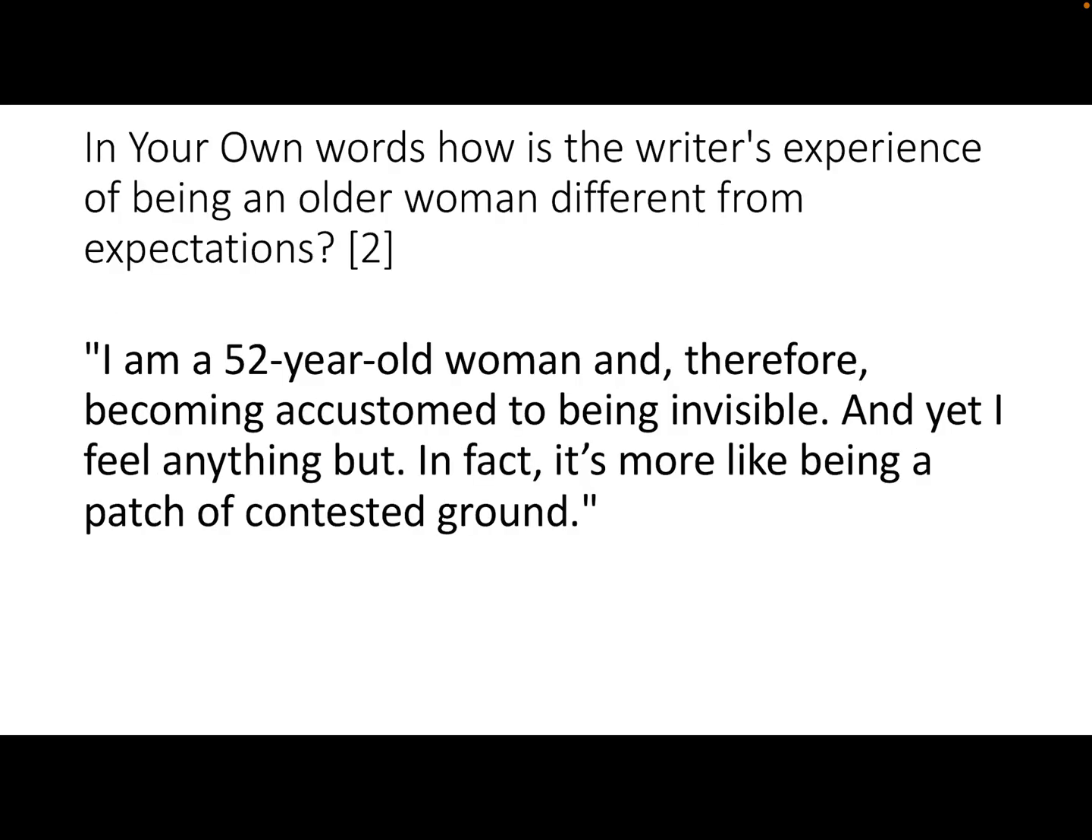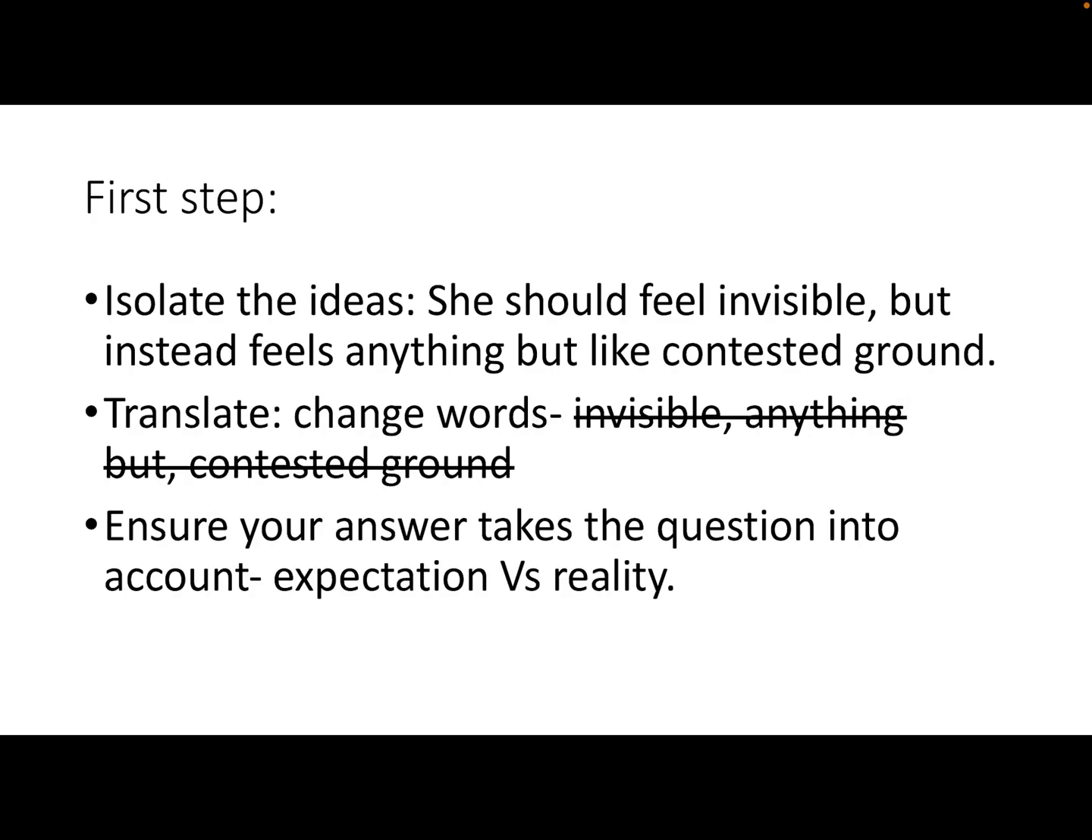So, in your own words, how is the writer's experience of being an older woman different from expectations? 2 marks. "I am a 52-year-old woman and therefore becoming accustomed to being invisible, and yet I feel anything but. In fact, it's more like being a patch of contested ground." So my first step would be to isolate the ideas. She's expecting to feel invisible, but instead she feels anything but, like contested ground. So we've got the expectation and the reality there.